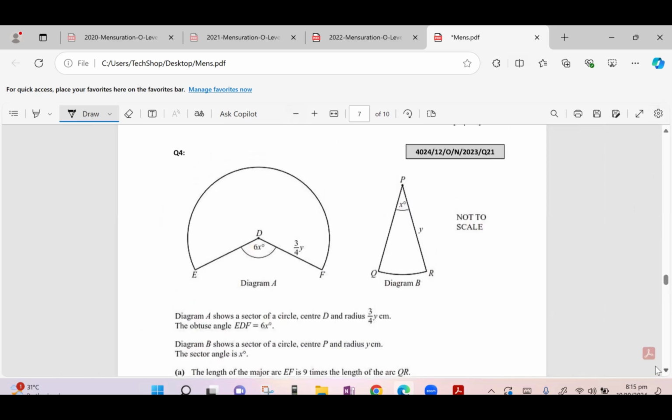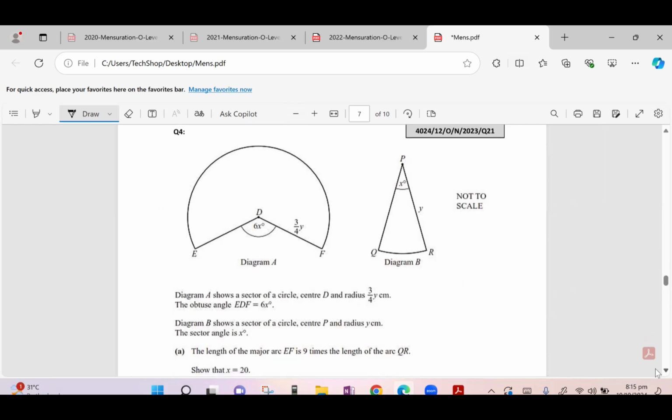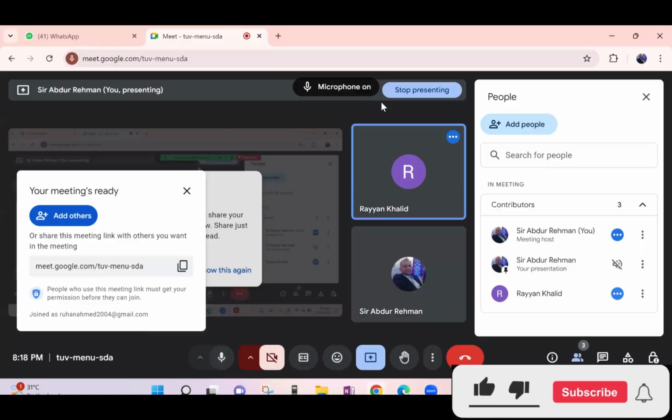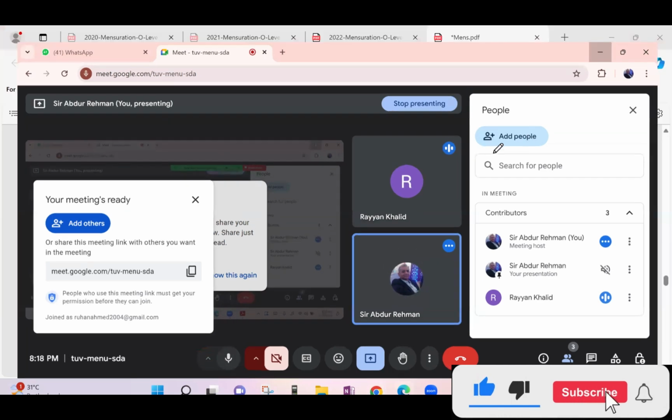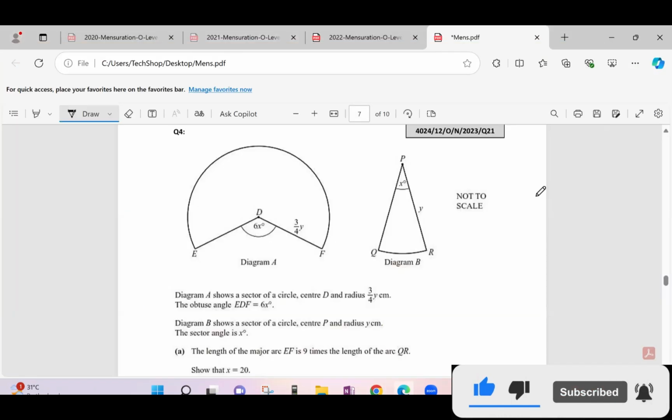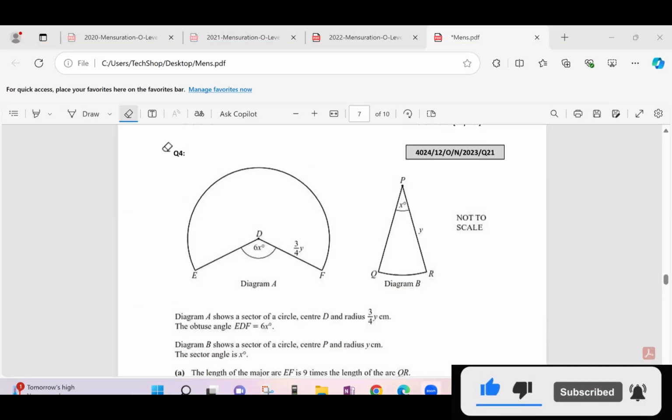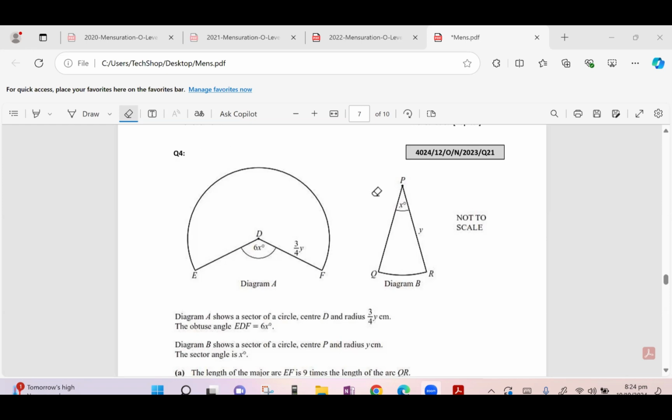So I'm going to minimize talking so that you can read. Show that x degree is basically 20. Aryan, wait a second. Yeah. This is the continuation of this worksheet, question number 4.